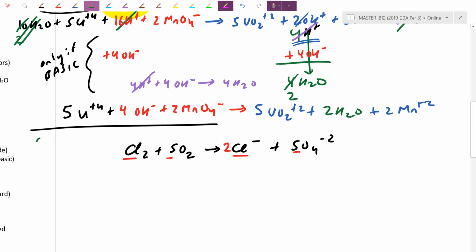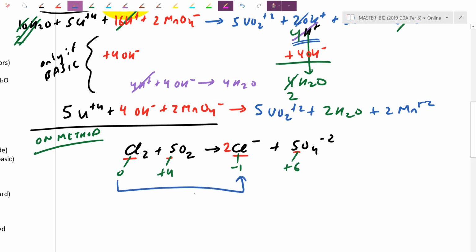You go through, you do oxidation numbers for absolutely everything. Again, they're not going to force you to balance it one way or the other. These ones here are 0, these ones here are -1, sulfur is like a +4 here, sulfur here is a +6. I'm going to look at the oxidation number change. The chlorine goes from 0 to -1. It drops, so I know it's a reduction. Sulfur goes from 4 to 6, so it goes up, so it's oxidation. That's good. One wants to lose, one wants to gain.